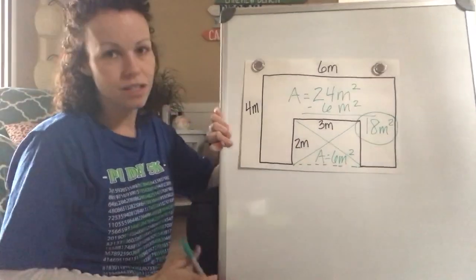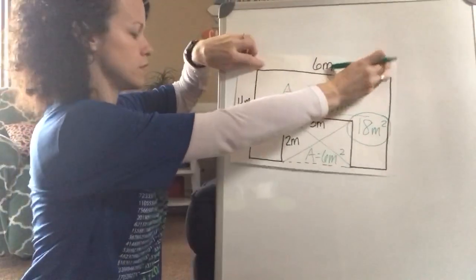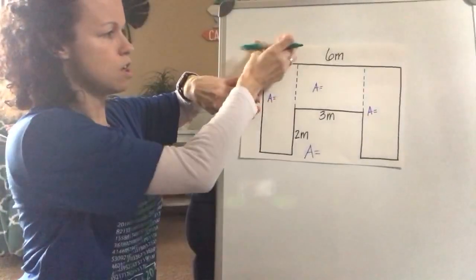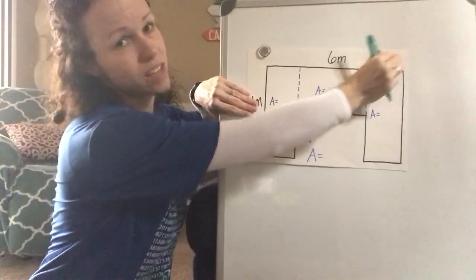The other way to look about it is to break this into shapes that you know. So let's take a look at how you may have broken it up into shapes. So maybe you took a look at this and you saw some different size rectangles here.